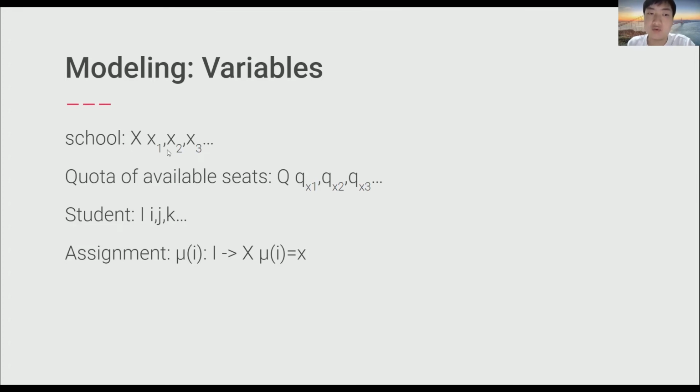We have some schools X and some students I, and each school has a quota of available seats Q, and assignment mu(I) = X means student I is assigned to school X.